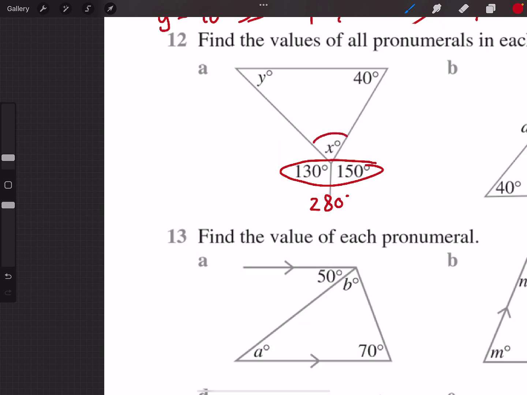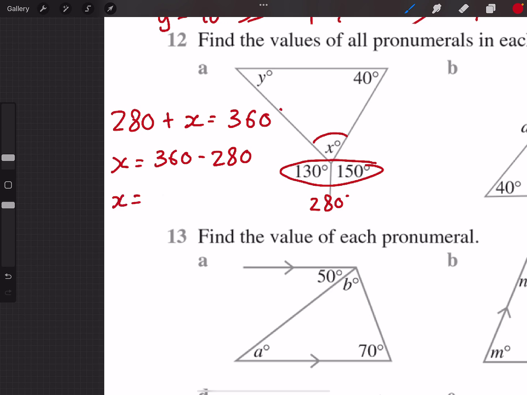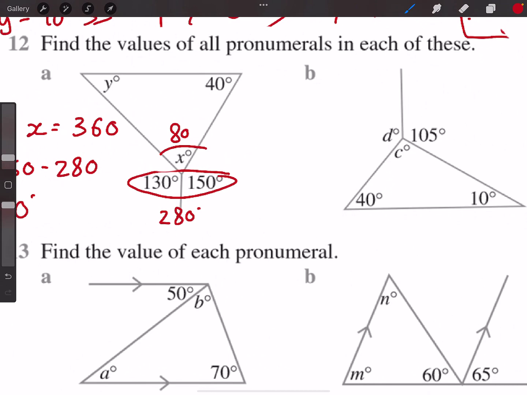Now we have to add this angle x, so 280 degrees plus one more angle x will give us the whole revolution, which is 360 degrees. So x is equal to 360 take away 280 to find the difference, and therefore x is equal to 80 degrees. There we go, we found x. Now you can find y using the angle sum of a triangle. So 40 plus 80 plus y is equal to 180. This is 120. So 120 plus something is equal to 180. That must be 60. So y is 60 degrees. Done.